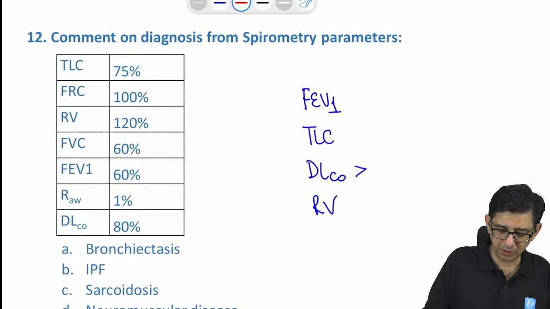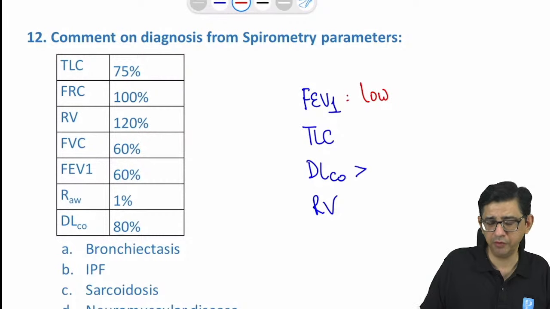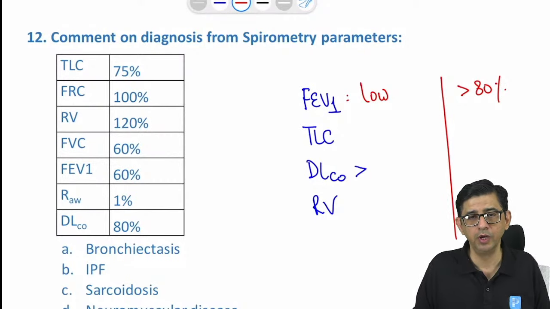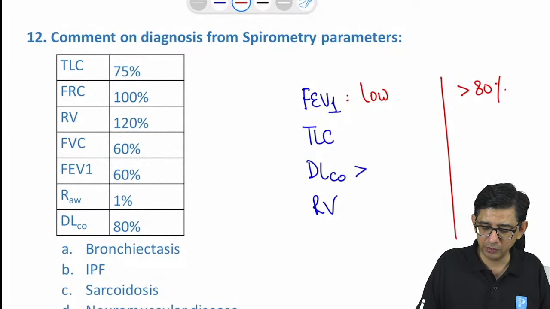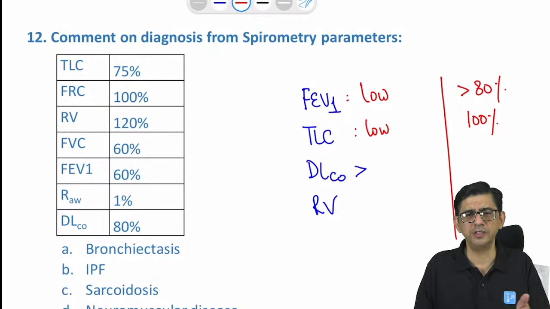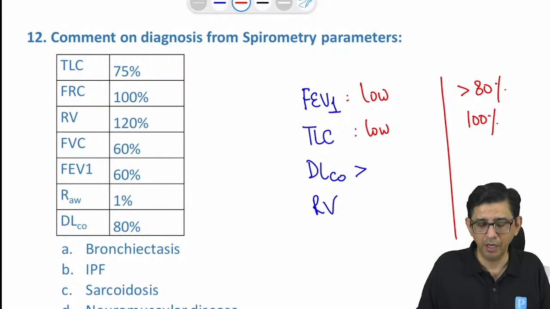The FEV1 of the patient is 60%, which is low. FEV1 normal value should always be more than 80%, and in this MCQ it is only 60%, so I've written low. Then TLC of this patient is only 75%. That is also low. TLC should be about 100%, actually 90 to 110, about 6 liters, and in this case the total lung capacity of the patient is low.